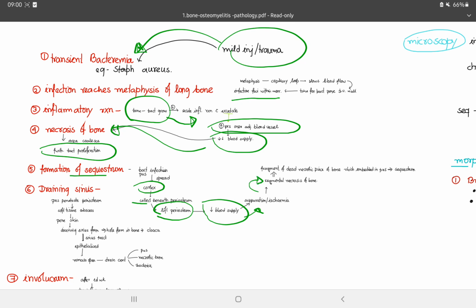Then segmental necrosis of the bone will occur, and this fragment of dead necrotic bone embedded in the pus is now called the sequestrum. Next step is draining sinus formation. Pus will penetrate the periosteum and go to the soft tissue and form a soft tissue abscess, and it will now penetrate the skin and a draining sinus will form. The hole formed in the bone is called the cloaca, and the sinus tract is now epithelialized and remains open and drains some pus, and it will contain the pus, necrotic bone and the bacteria.